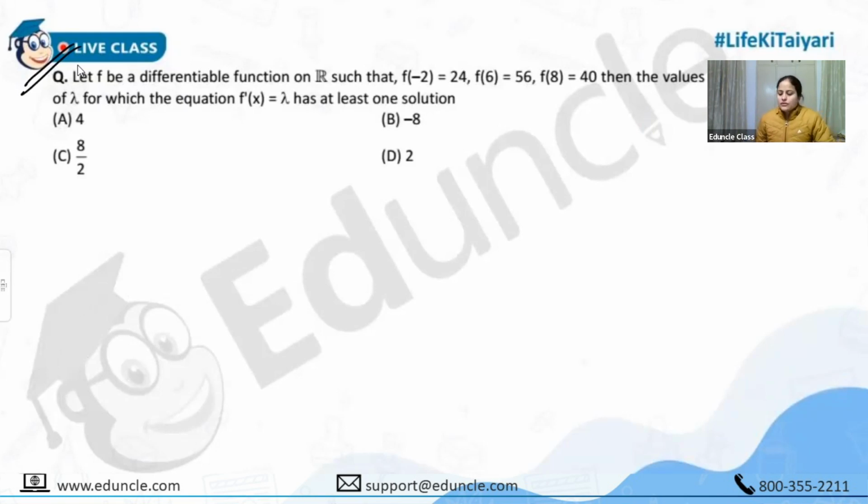Let f be a differentiable function on R. That means everywhere the function is differentiable, so this is going to be continuous also. So clearly the given function is continuous as well as differentiable everywhere on R, such that f at -2 is 24, f at 6 is 56, and f at 8 is 40. Then find the value of lambda for which the equation f dash equal to lambda has at least one solution.